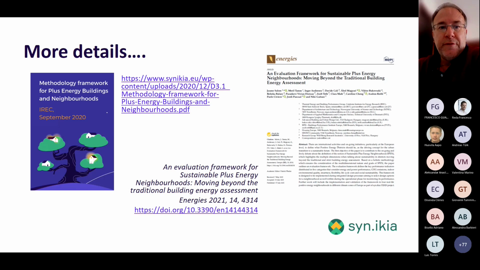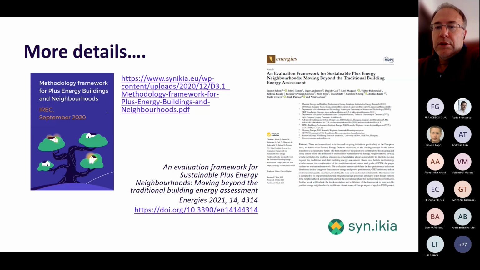As I said, we'll be very brief, but we have also produced 2 documents that are freely available and you can download in order to get the details. We have the complete methodology framework as a report from our Synekia project, and you can find it on the Synekia website. And there is also a recent publication making a good summary of the evaluation framework with the main aspects and key performance indicators, in Energies.